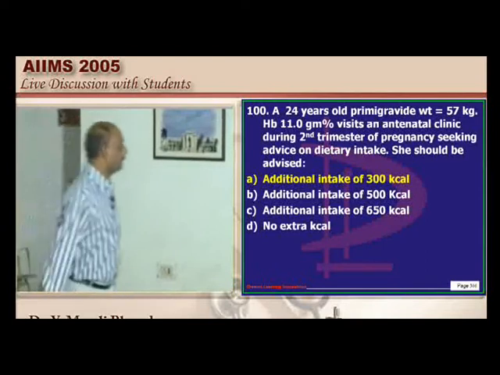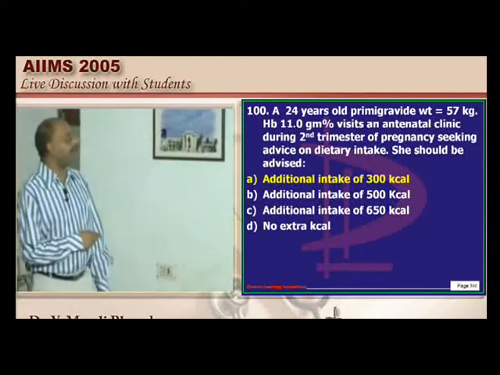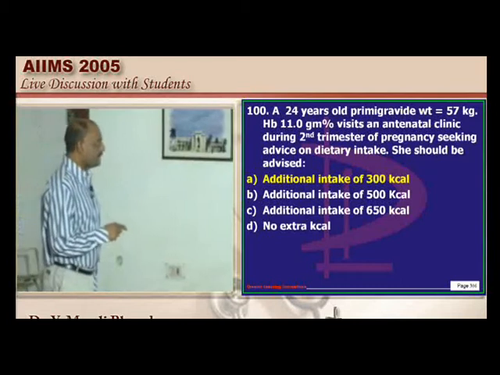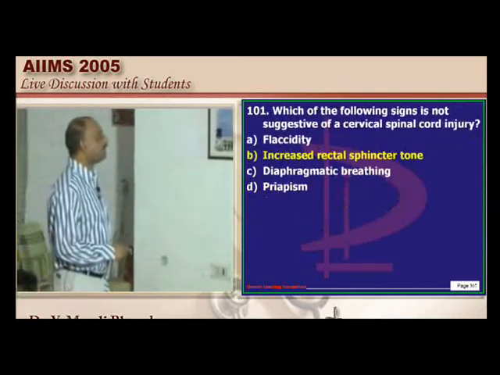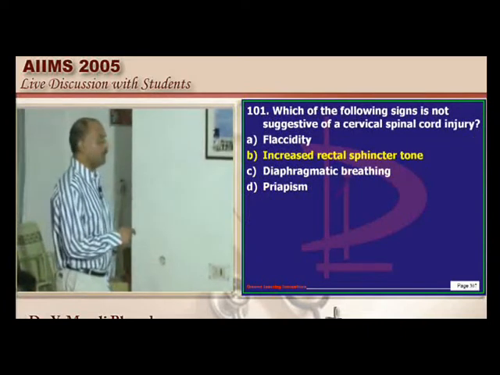Let's go to the next question. A 24-year-old primigravida, 57 kgs, visits an antenatal clinic during the second trimester. What do you want to say? Additional intake of 300 kilocalories is the rule.